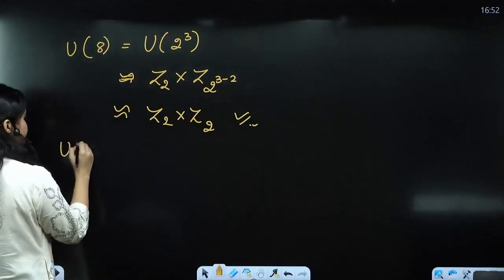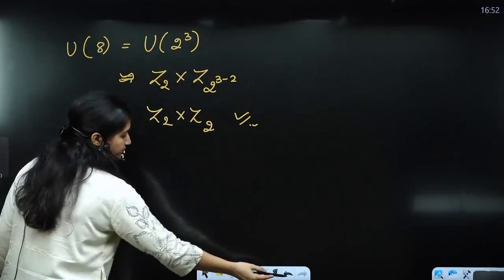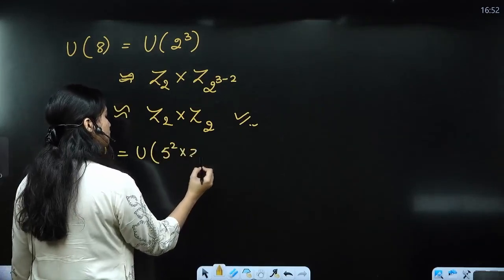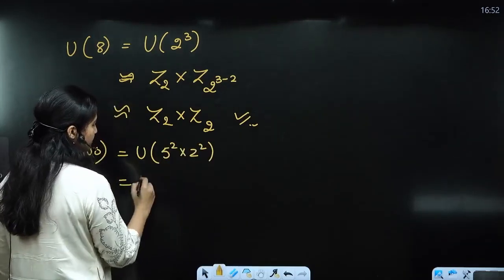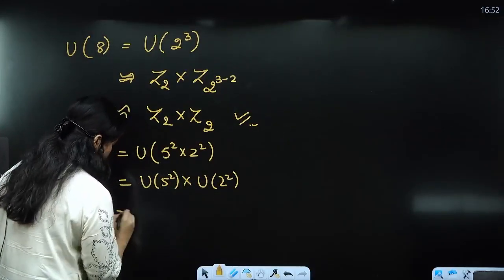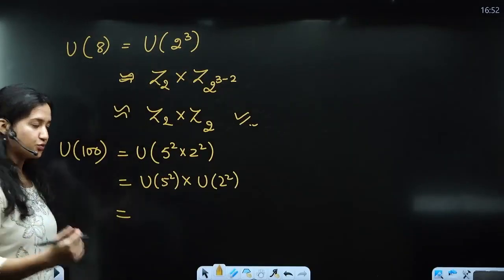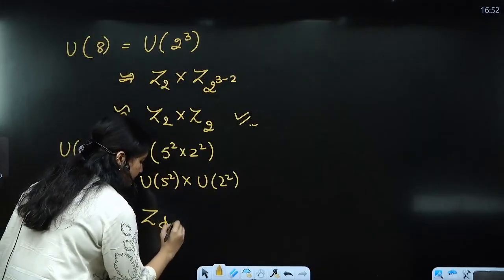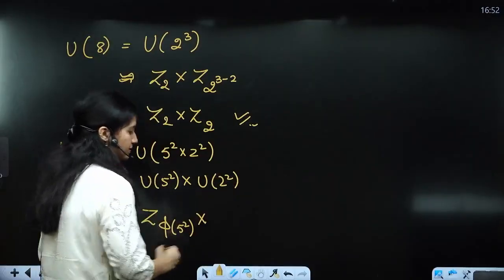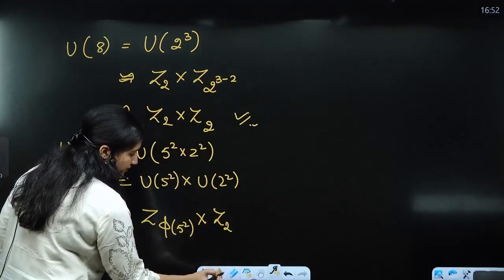Another example, U100. Now U100 can be written as U5 square into U2 square. Now U5 square and U2 square can be written separately. Now U5 square is what? It is in the form of p raised to the power r, where p is not equal to 2. So simply it is going to be isomorphic to Z of phi of 5 square, right? Into U2 square. This was isomorphic to Z2. Now this is going to be isomorphic to, wait.